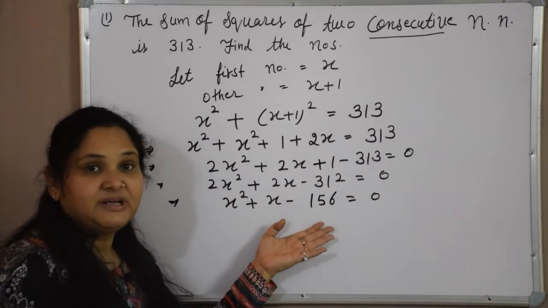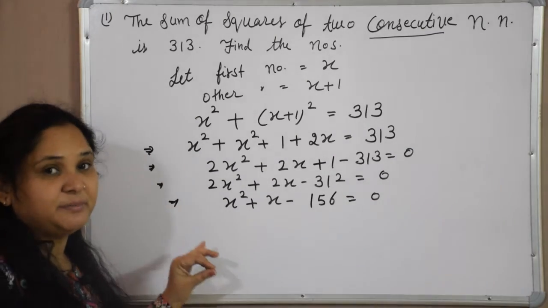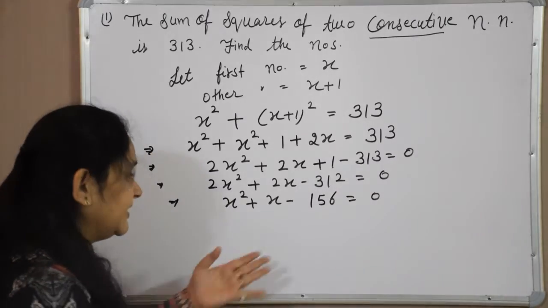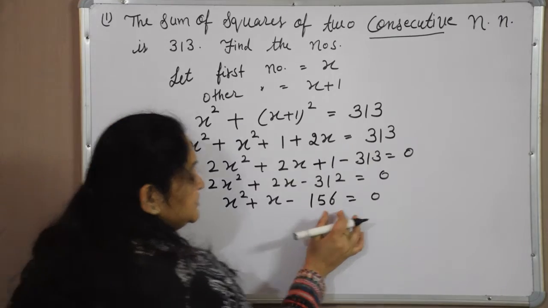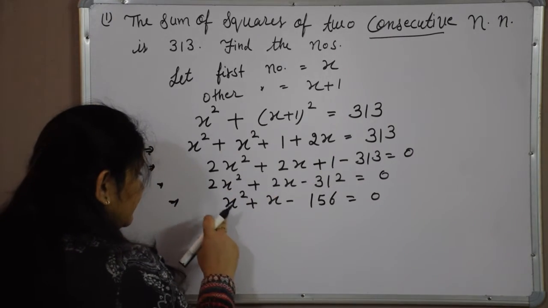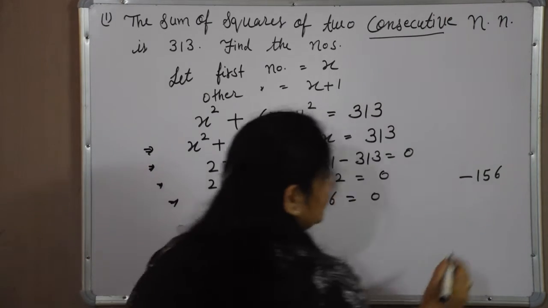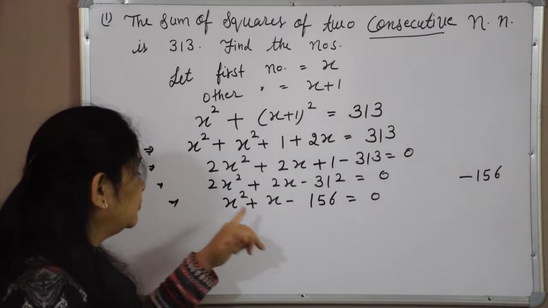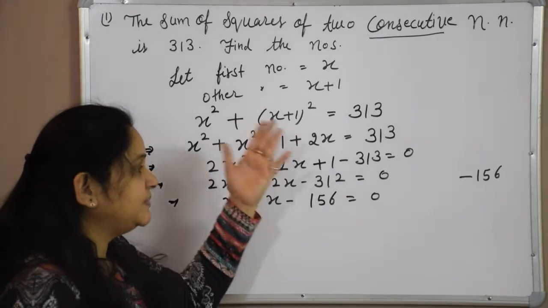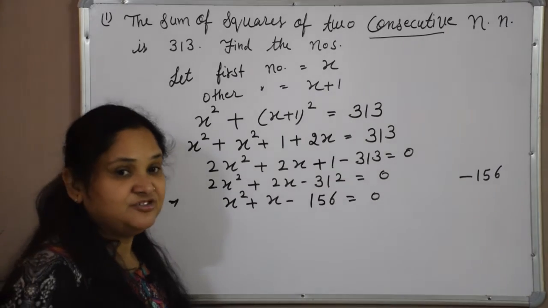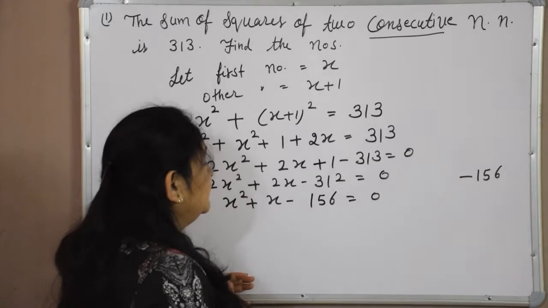Now there are many ways to solve this quadratic equation. One way is completing the square, but that method seems a little bit typical and lengthy; another is factorization, and another is the quadratic formula. Here the calculation is simple. First step, we take a into c. Here minus 156 is the product, and we have to find two numbers such that their sum should be 1. I already explained how we can solve by the factorization method. You can go to that video and see the details.